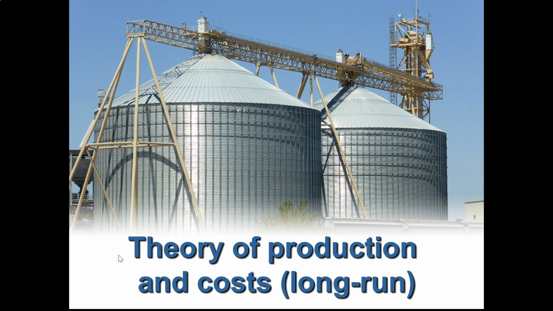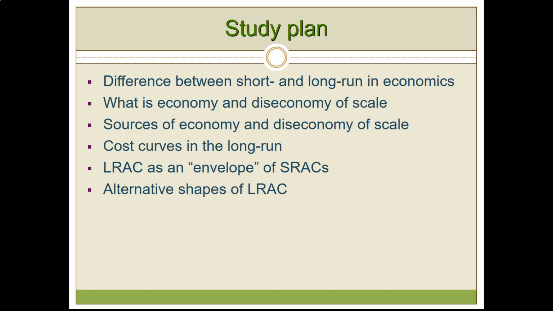Hello again, everyone. In this part of our lecture, we are going to talk about production and costs in the long run, and this is our study plan. First of all, we'll have to analyze the difference between short and long run and how exactly production in the long run is determined by the scale economy. We'll talk about what is the economy of scale, what is diseconomy of scale, what are the sources of both, and how exactly they affect cost of production in the long run.